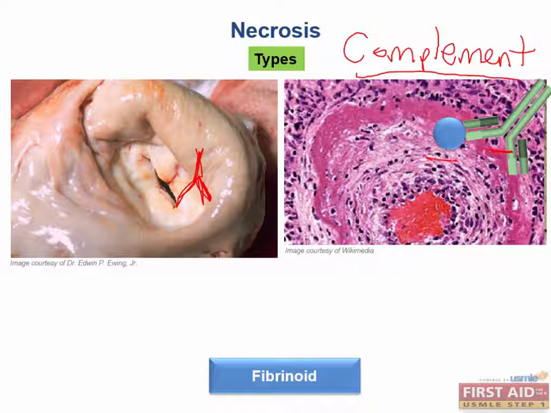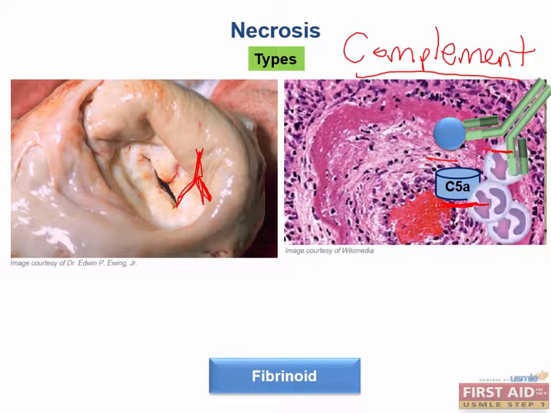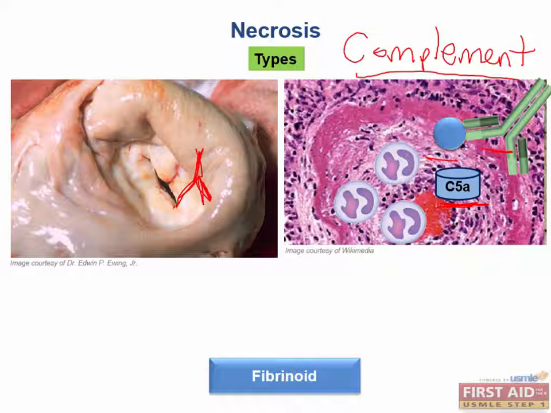Once complement is activated, there will be proteins split off, and one of them is C5a. What's so important about C5a? What is this chemotactic to? What will it call in? Neutrophils. And neutrophils, as we said before, they release the reactive oxygen species and just tear up everything in sight, including the blood vessel here and the heart valve here.